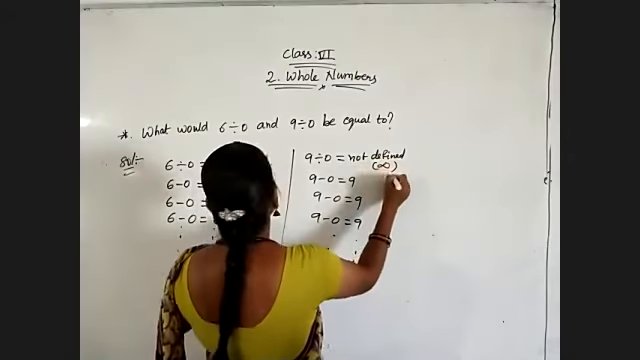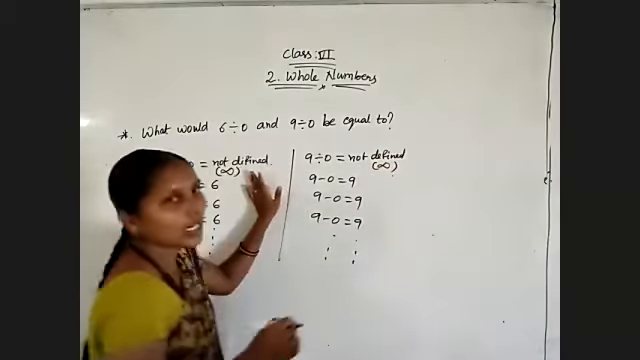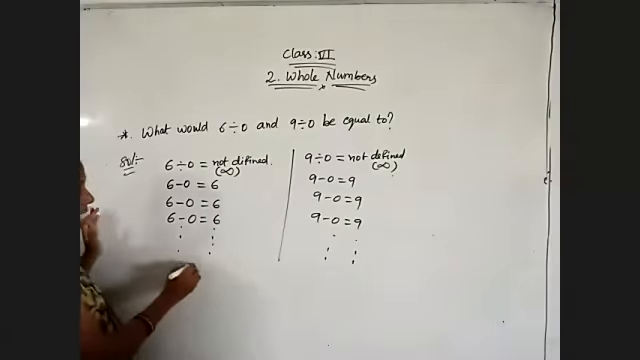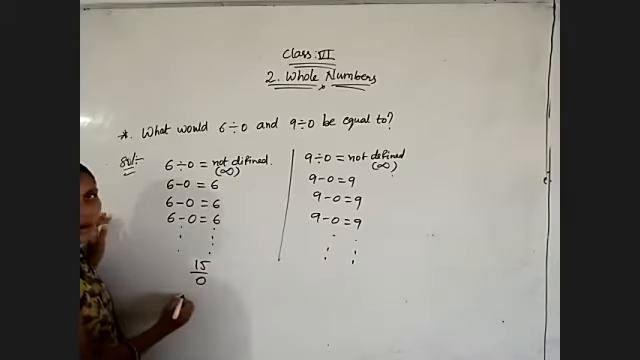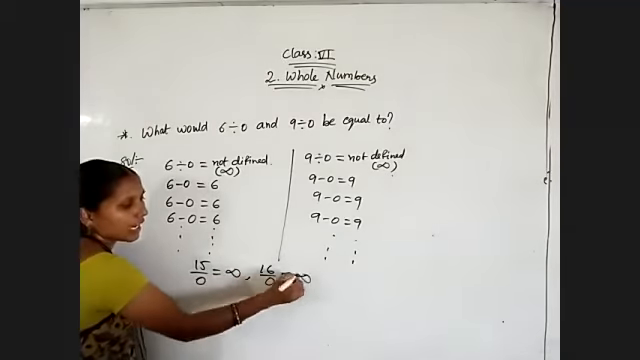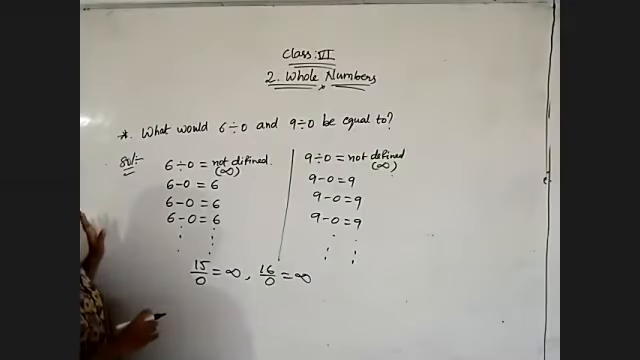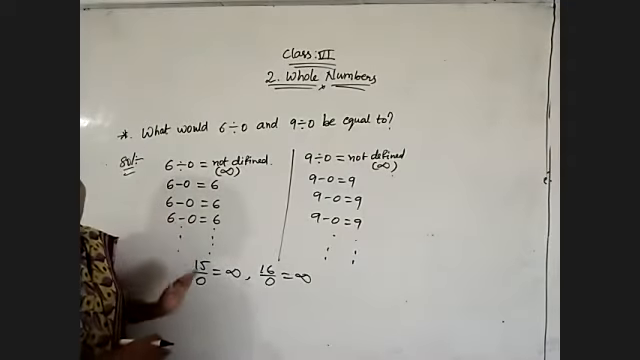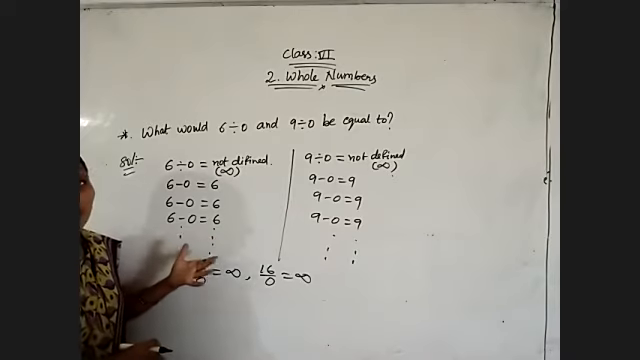That means division by 0 is not defined for any number. For suppose I have written 15 by 0, not defined. 16 by 0, not defined. Any number by 0 is not defined. For that sake only these two are the examples. So that is one of the properties.